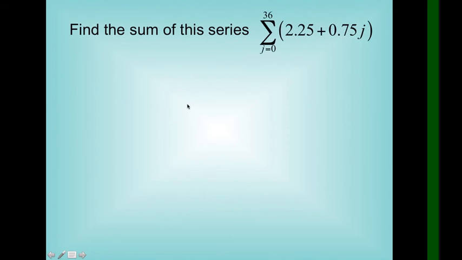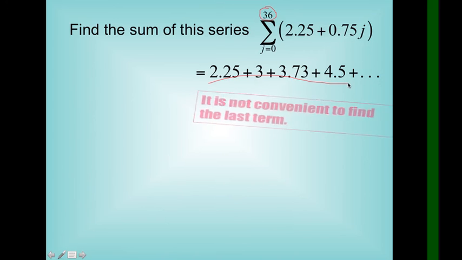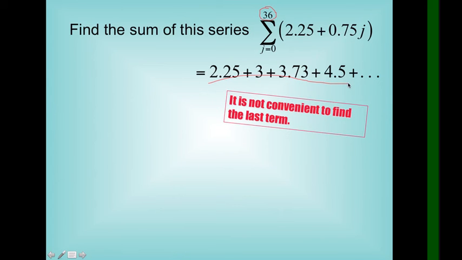So, find the sum of this series. Ayan. In this one, meron naman siyang ending. So, I think, ito yung ending niya, a sub 36, ang j is equal to 0. So, the first term natin, ano kaya ang first term natin? So, kung magiging 0 yan, that's 2.25. Tama? Because 0.75 times 0 is 0. Okay, and then that's 2.25, and then kung gagawin natin lahat yan, ito yung magiging itsura niya, no? Okay. And then, it is not convenient to find the last term.